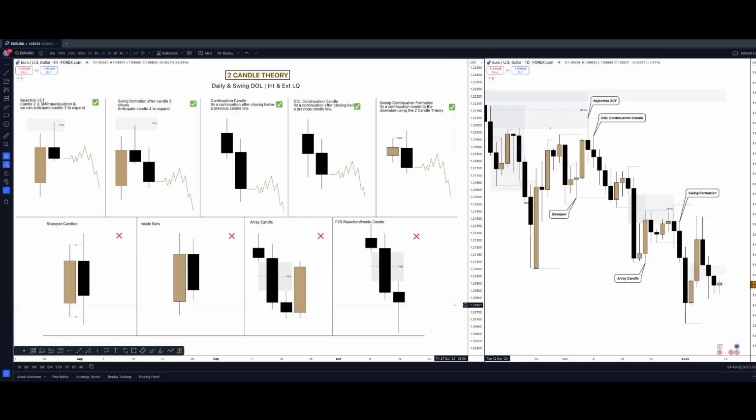What you see here in front of you is a comprehensive breakdown of your daily bias using a two-candle theory and understanding where your internal to external range liquidity is. What we utilize here is just a simple approach, understanding what the previous day's close does is going to dictate what we look at in the morning.